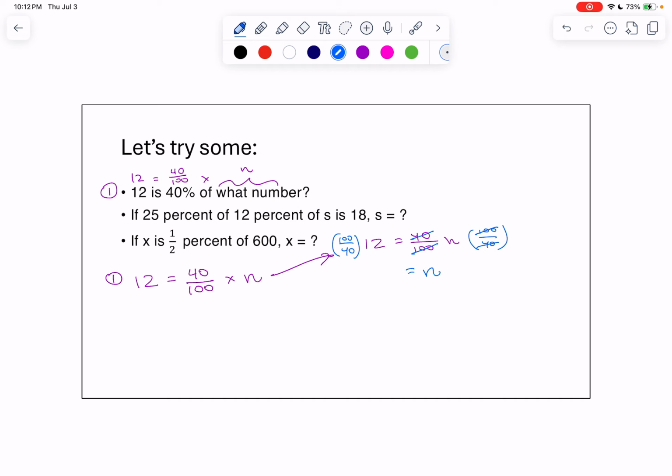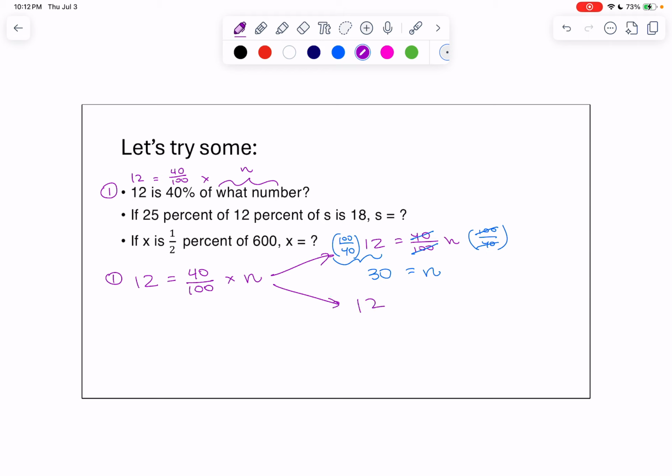Then we can punch this into our calculator. We can go for our calculator and say 100 divided by 40, that's 2.5. Multiply that by 12, and we'll get 30. And that's the answer to our question. That's just one option, though. Should we see another option?